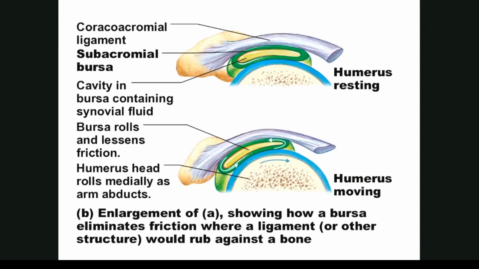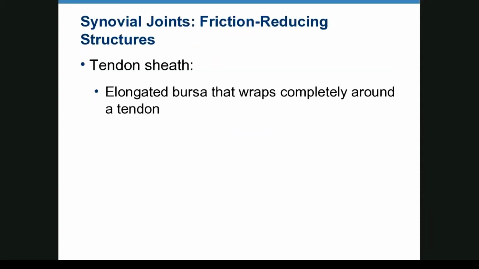Now, here's an example. This is a coracoacromial ligament. This is a subacromial bursa. And so when you get movement here, it prevents this ligament from rubbing directly on this bone. You don't want it rubbing directly on the bone because it would not be a smooth, nice operation.